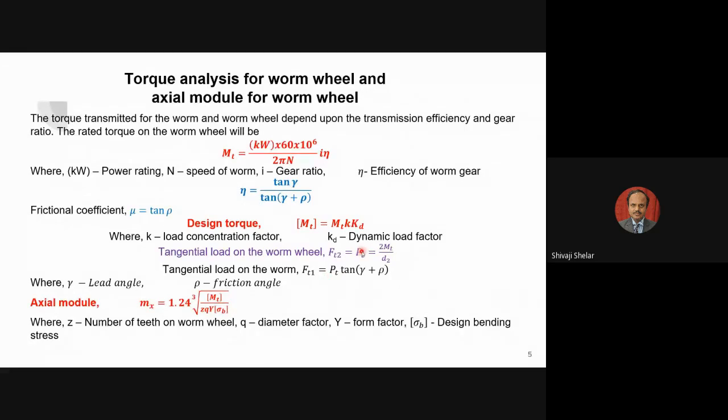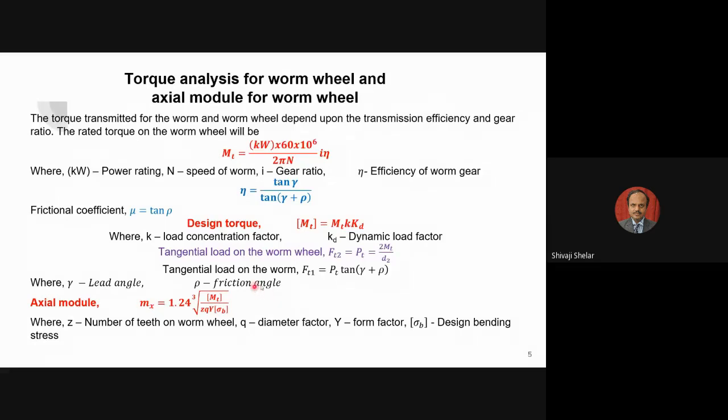They are not in the same direction. They are at right angles to each other, so their values are different. These values can be calculated. One value you can determine based on your rated torque value for the worm wheel, and you can use the same value with this relation to determine the other tangential load on the worm. So these tangential loads are normally required. How much is the torque on that particular element?